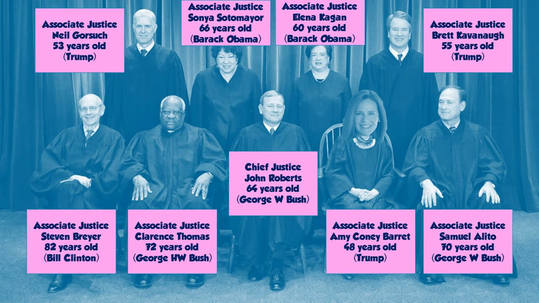All right, go all the way over there to the far right, and that is Justice Samuel Alito. Justice Alito was named by George W. Bush. Him and John Roberts came on the court at the same time. Justice Alito is 70 years old, and so those are our 2 George W. Bush judges, Chief Justice Roberts and Associate Justice Alito.